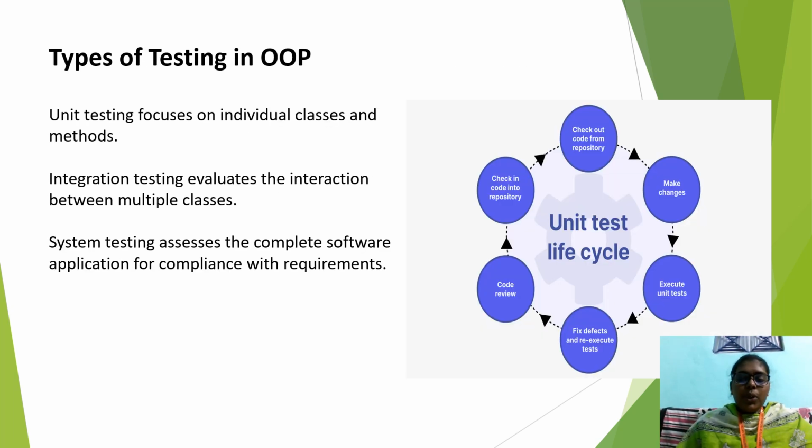Types of testing in object-oriented programs. Unit testing focuses on individual classes and methods. Integration testing evaluates the interaction between multiple classes. System testing assesses the complete software application for compliance with the requirements. We see in this figure the unit test life cycle. In this, check the code repository, make changes, execute unit tests, fix defects and re-execute tests, then code review and check the code into the repository. This is the life cycle of the unit test.